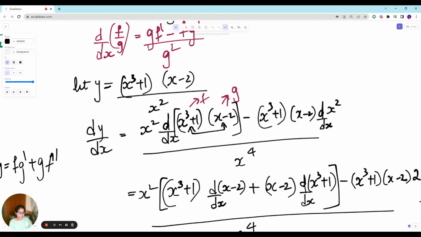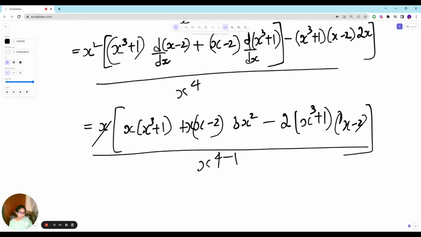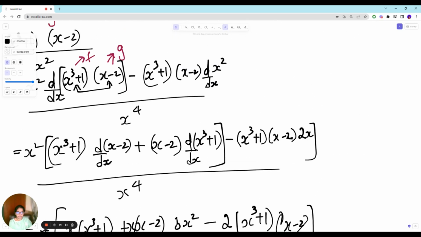We can simplify the answer using some basic polynomials also. Multiply, and if there are any common terms, add them. If anything gets cancelled, cancel them.